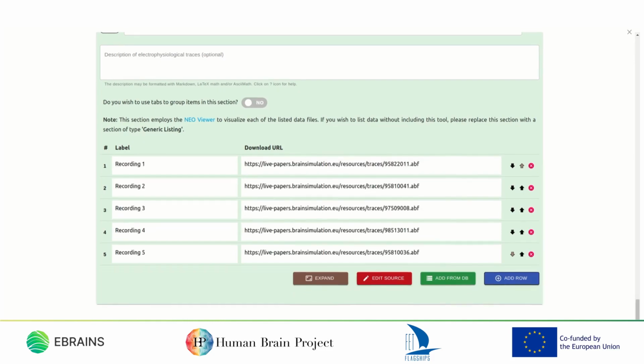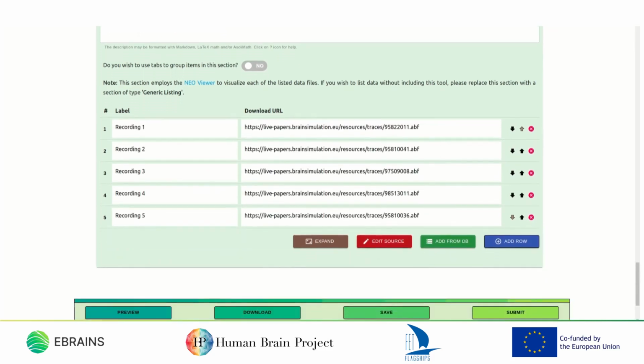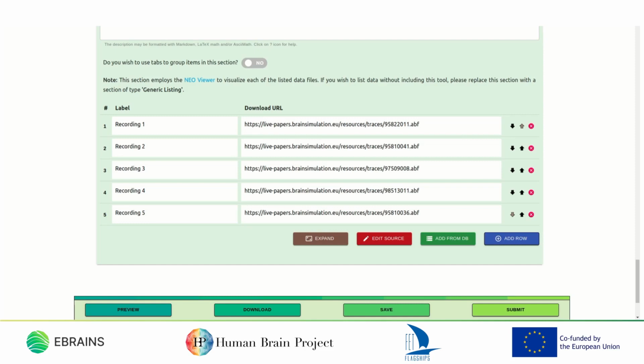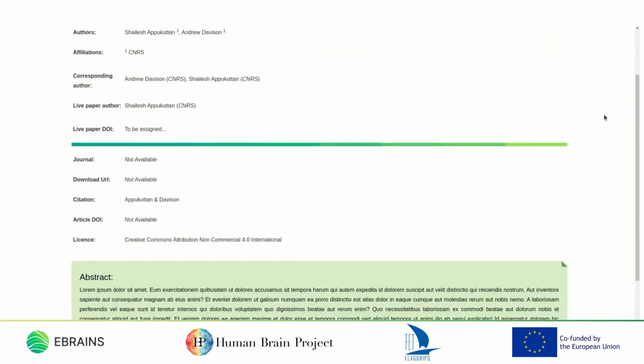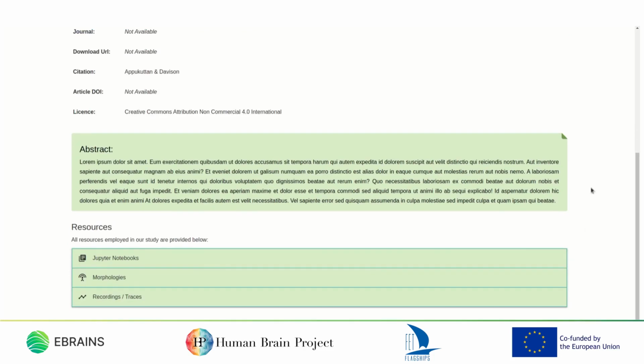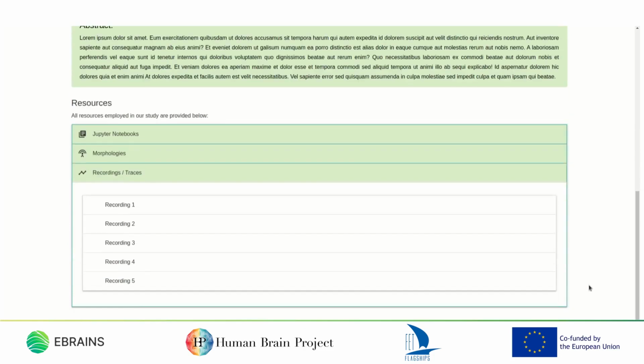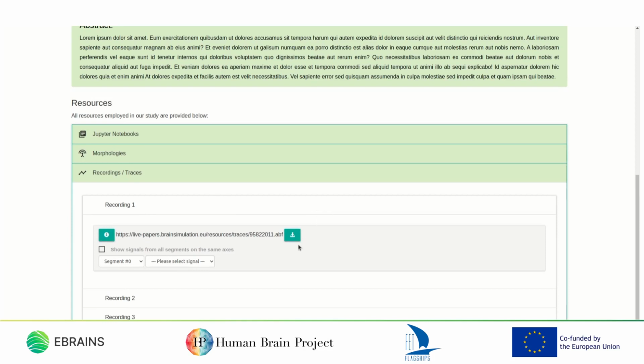Now that we have filled in the information, let us see how this appears in the live paper. In the live paper preview, we see that in addition to the previous two sections, now we have a third section named Recordings and Traces, which has 5 elements corresponding to the 5 files we specified. If we click each of these, we see that there is a Neo viewer instance embedded inside.